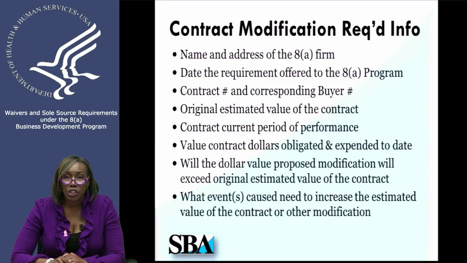All contract modifications, we require the following info. We need the name and the address of the 8A firm. So we need to know what contract you want to modify. We need to know the date of the requirement offered to the 8A program. We need the contract number and the corresponding buy number. The buy number is going to be on your acceptance. Every acceptance that we put out, we always have a buy number. That's that requirement number there. It is extremely important that we have that number.